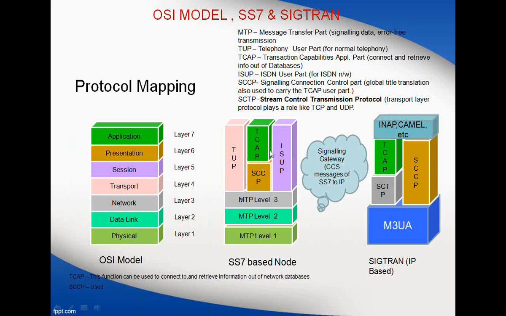So we have TUP, TCAP, ISUP and SCCP. As we saw what TUP is, now comes TCAP. TCAP is the transaction capabilities application part. It connects and retrieves information out of databases. And you have the ISUP, the ISDN user part for the ISDN network. You have the SCCP, the signaling connection control part. It is going to take care of the global title translation and also is used to carry the TCAP user part.